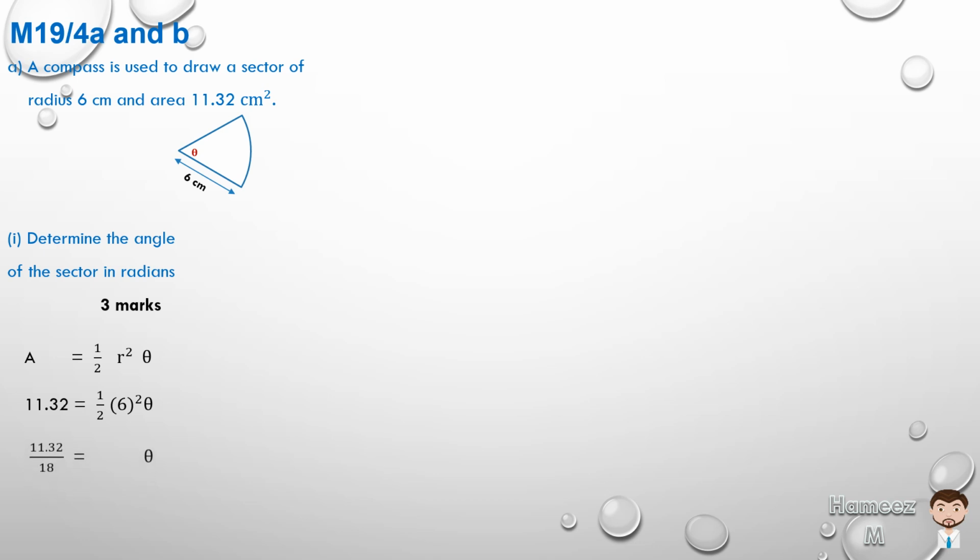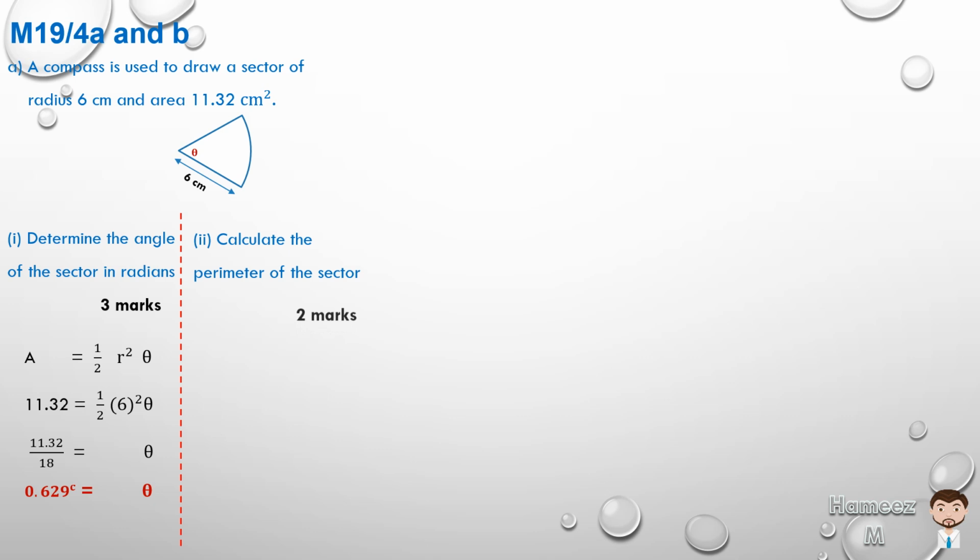6 squared is 36. A half of 36 is 18. As such, 11.32 divided by 18 is equal to theta. So theta is equal to 0.629 radians. And you can either write RAD or put a small c to indicate radians. Part 2. Calculate the perimeter of the sector.